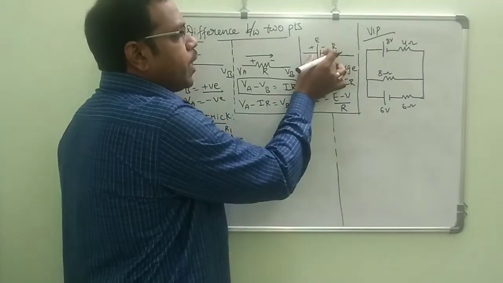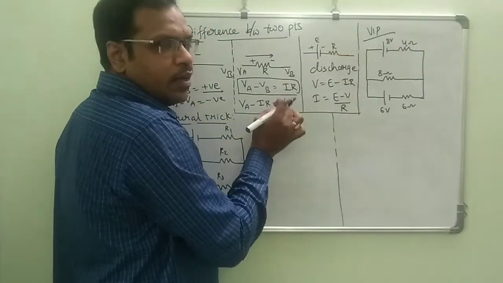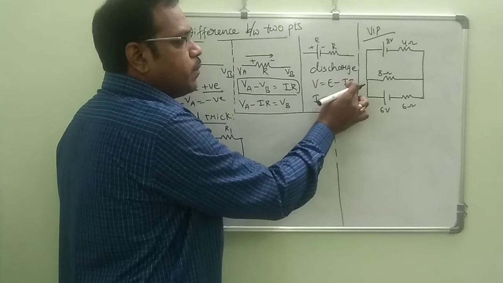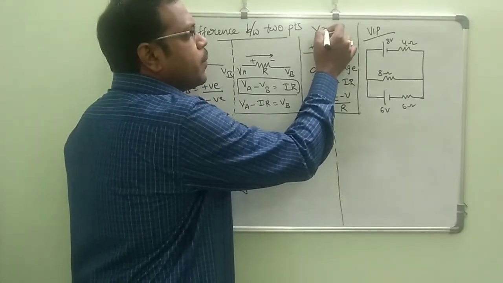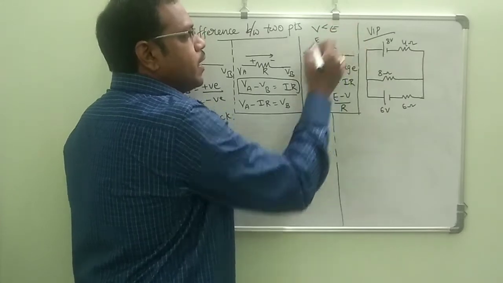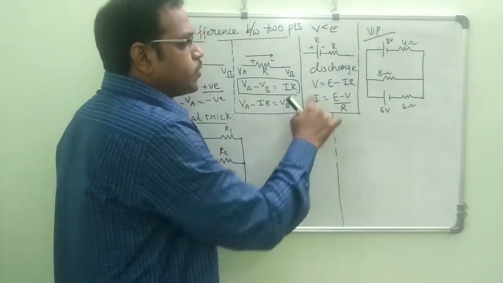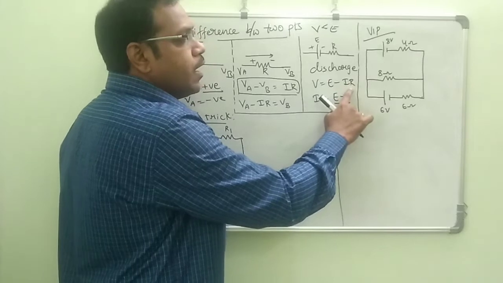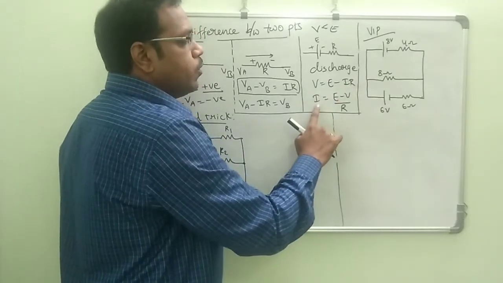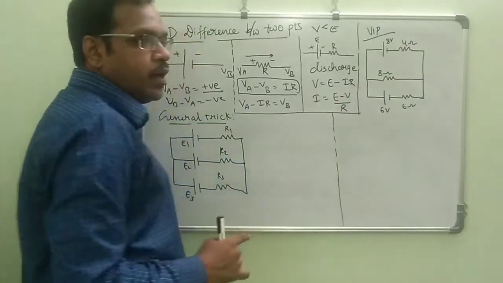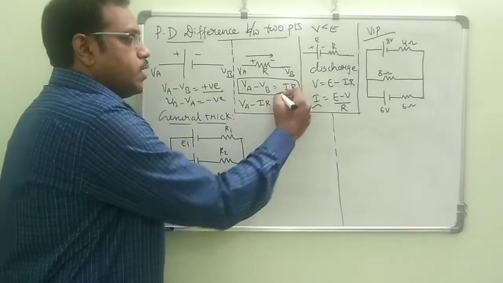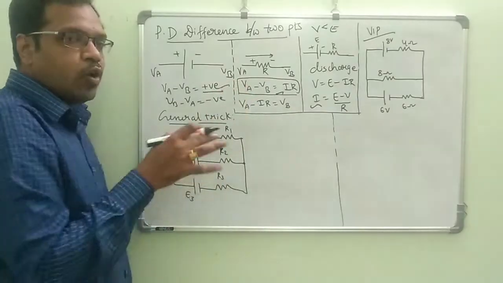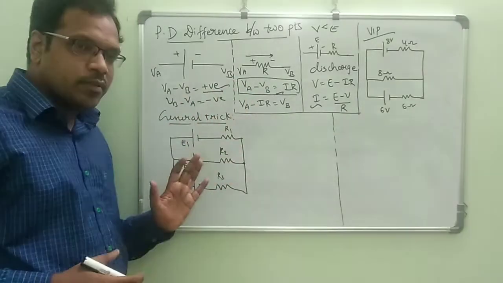Now suppose we connect a cell to a resistor, so discharge will happen. So V is equal to E minus IR, because here the potential drop is compulsorily less than E. How much less than E? That is IR. So I is equal to E minus V by R. Using these three basic things, we can now solve this type of problems.